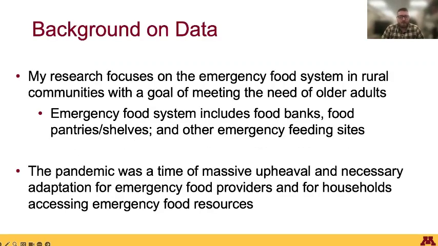So we did want to give some background on the data we'll be providing you, just so you have some idea where it's coming from. My research focuses on the emergency food system in rural communities, and my goal is to better meet the needs of older adults. If you're not familiar, the emergency food system includes food banks, food pantries, or food shelves, and those types of organization. And much like with everything else, the pandemic was a time of massive upheaval, but also necessary adaptation from providers, and also for households that access these resources.